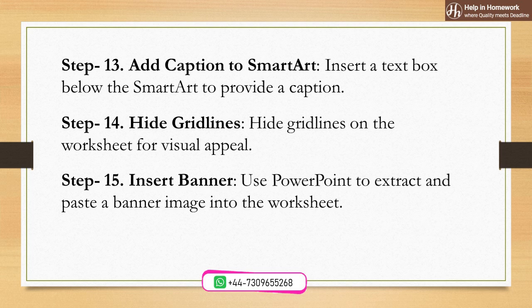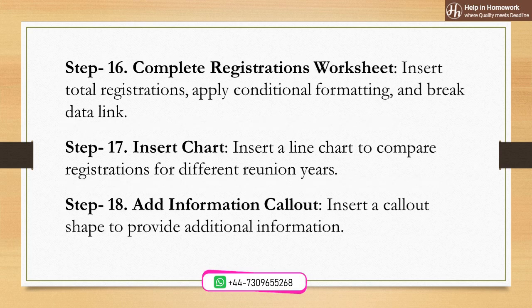Step 15. Insert banner. Use PowerPoint to extract and paste a banner image into the worksheet. Step 16. Complete registrations worksheet. Insert total registrations, apply conditional formatting, and break data link. Step 17. Insert chart. Insert a line chart to compare registrations for different reunion years.